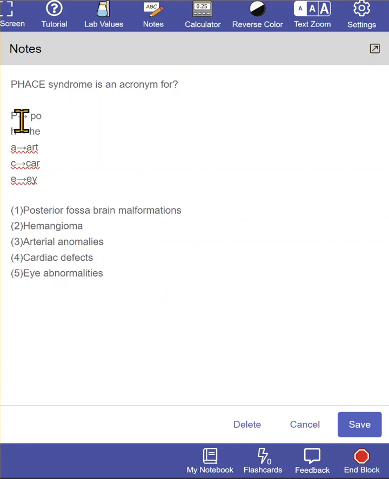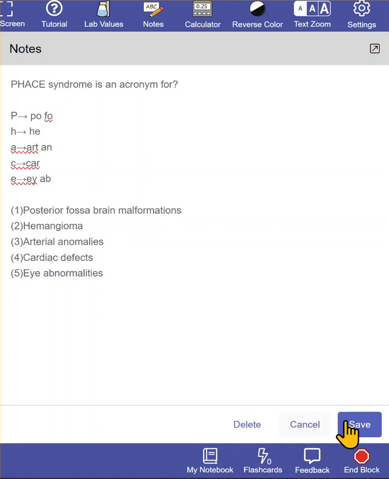So now I can remember that it's posterior fossa brain malformation. See, wherever I got a hiccup, I add a little suggestion. So posterior fossa brain malformation, H is HE, which is hemangioma. This is arterial anomalies. This is cardiac defects. This is eye abnormalities.